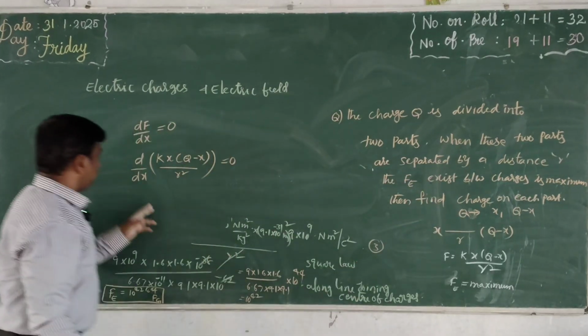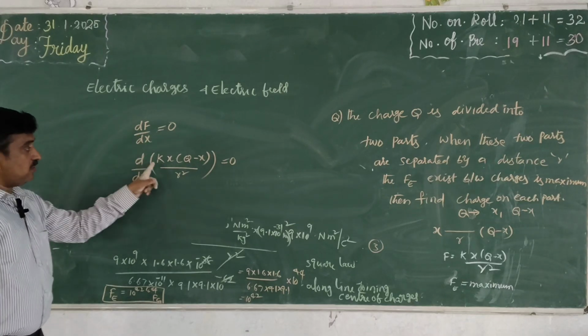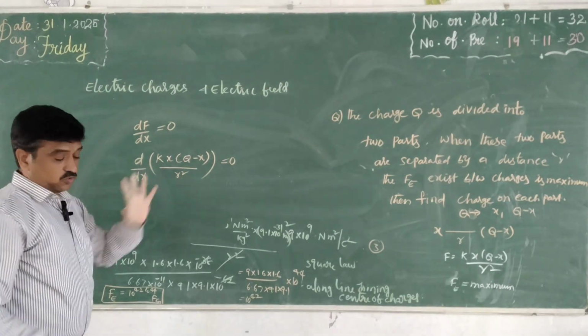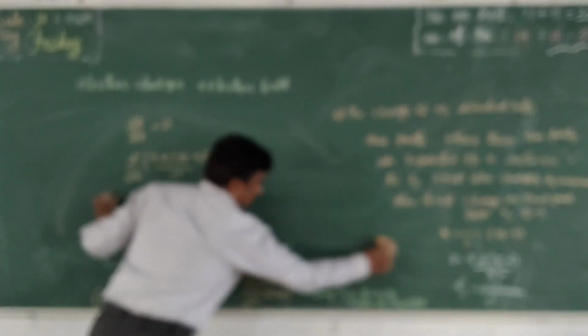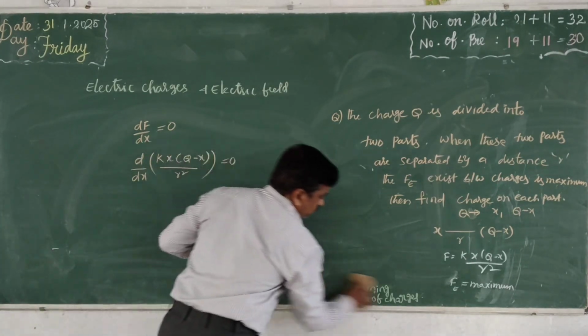So that's why we can take df by dx equal to 0. d by dx of f means kx into (q minus x) by r square. So we differentiate this now to get the maximum. We get the charge on each part.